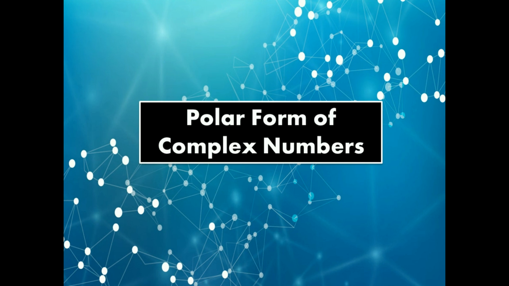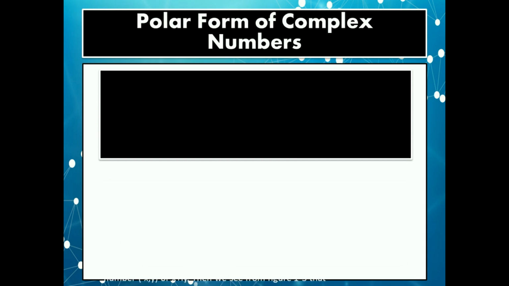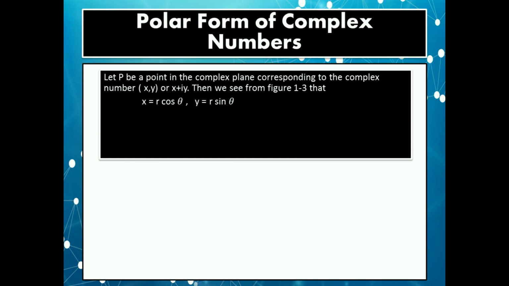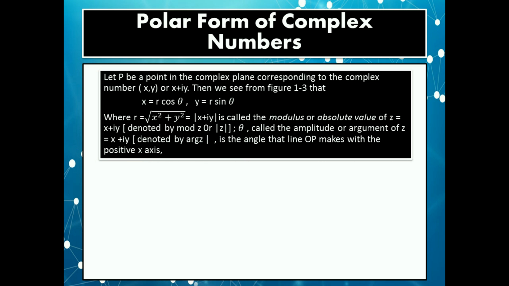Polar form of complex numbers. Let P be a point in the complex plane corresponding to the complex number x, y, or x plus iy. Then we see from figure 1 of 3 that x is equal to r cosine theta and y is equal to r sine theta, where r is equal to the square root of x squared plus y squared, or the absolute value of x plus iy, is called the modulus or absolute value of z equal to x plus iy. Theta, called the amplitude or argument of z equals x plus iy, is the angle that line OP makes with the positive x-axis.